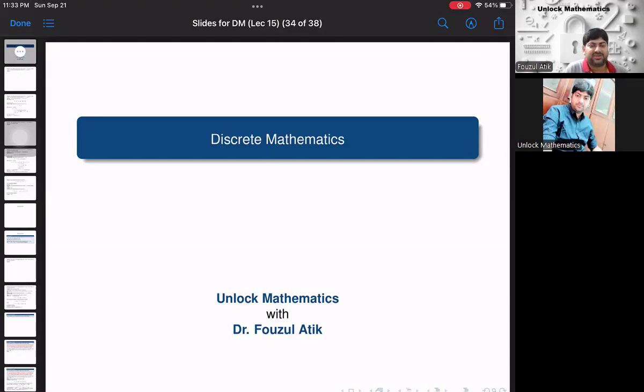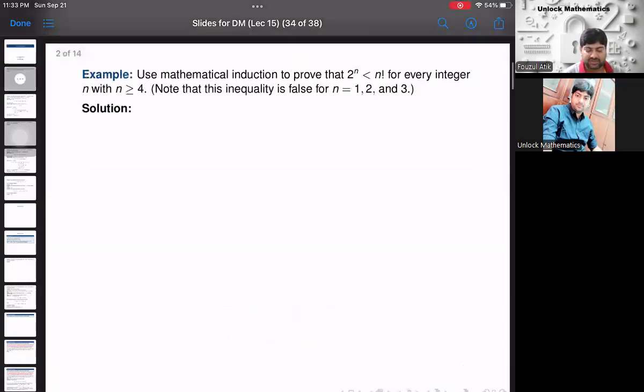We have started the principle of mathematical induction, and in this lecture I'll be doing two more examples of a little different kind using the principle of mathematical induction, and then we'll discuss the principle of strong induction. So look at this example.